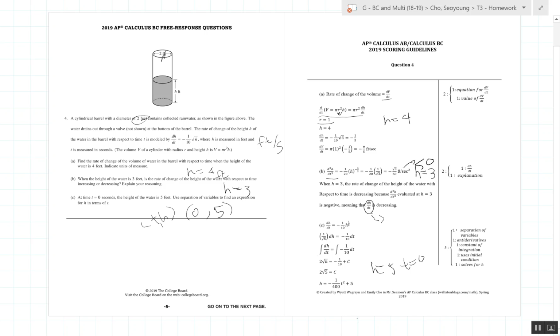Oh, and I found a mistake right here. This is not dh/dt. This is the integral of 1 over square root of h dh.